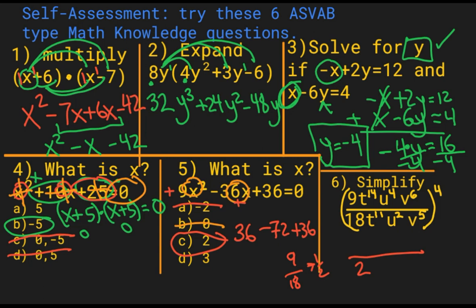Next, all the big exponents are up on top, so all the letters are going to stay up on top. T, 14 minus 11. Remember, when you are dividing, you subtract the exponent. So 14 minus 11 is 3. 4 minus 2 is 2. 6 minus 5 is 1. And I'm going to leave the 1 here. And then we still have to bring everything to the 4th power.